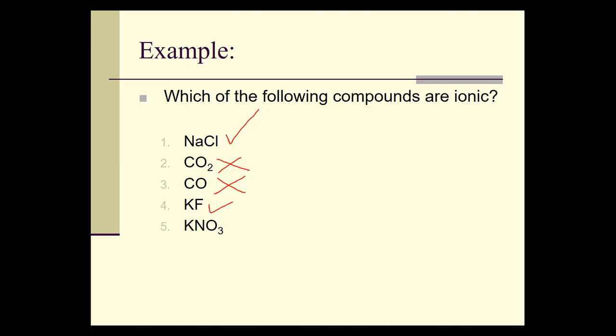And here we have more than two, right? But I have a metal and non-metals. So that could also form an ionic bond. It has to be between a metal and a non-metal. Okay.